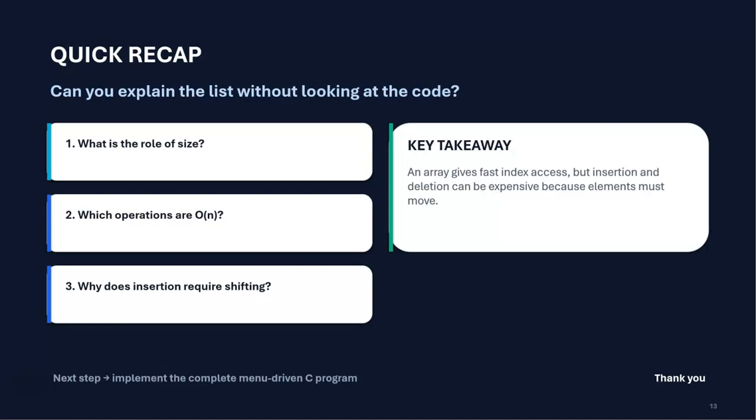Why does insertion require shifting? Because I cannot directly put an element into a position, as it will overwrite the existing one. So we need to shift and then insert an element. So the key takeaway here is that an array gives fast index access, but insertion and deletion are quite expensive because elements need shifting, especially if the array size is large.